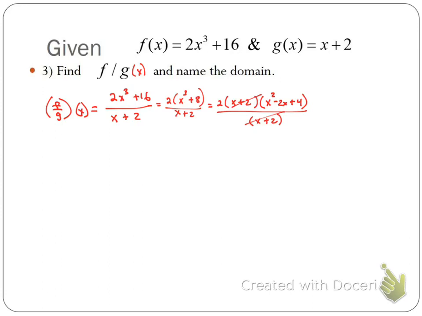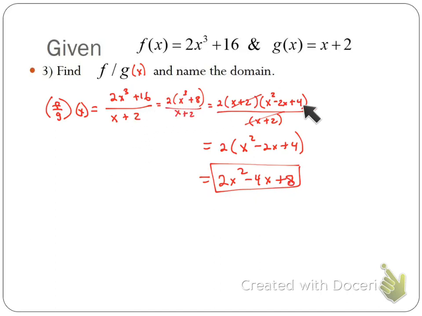So my simplified function is now 2 times the quantity of x squared minus 2x plus 4. This is acceptable. Or you could have written it as 2x squared minus 4x plus 8. Because don't I always say I don't want it factored? Now, you go, Mr. Dicey just factored. Well, I factored to allow me to simplify it.